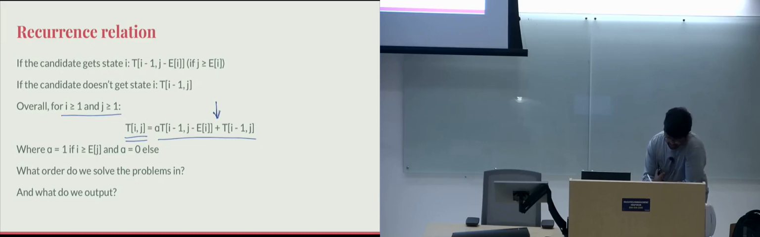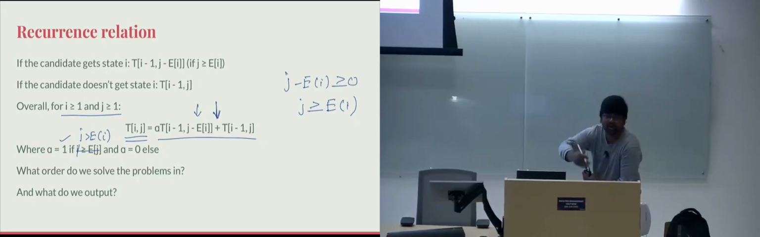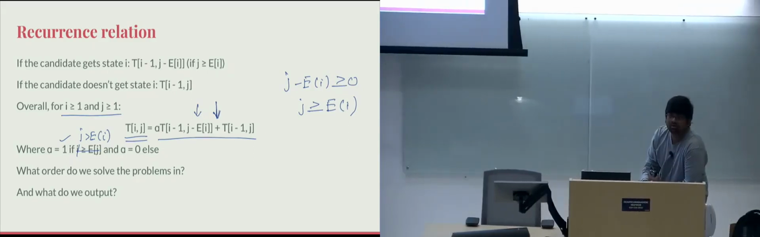And there is one more constraint as well. This value cannot be less than 0. So you need to make sure that j minus e of i is greater than or equal to 0. So it turns out j should be greater than or equal to e of i. Okay. So if it is greater, then your a is 1. If it is less, then your a is 0, then you don't add that thing. Make sense? Because you don't want your required number of votes to be negative, right? It always has to be positive or 0. Okay, clear?